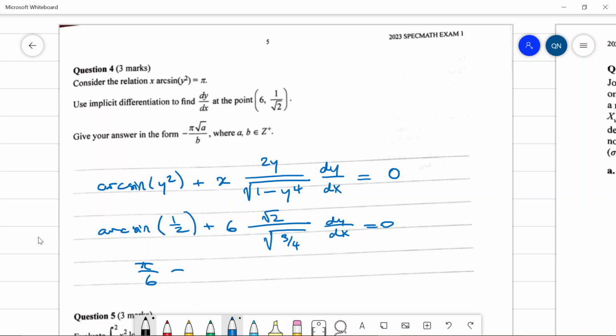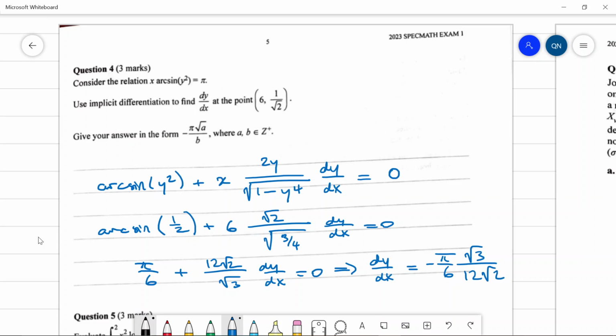So pi on 6 is, we have 6 square root of 2 divided by square root of 3 on 2. Okay, we can bring that 2 up, so that's just going to be 12 at the top there. So 12 root 2 on root 3 dy/dx equals 0. So, rearranging, we're going to get dy/dx, and that's equal to negative pi on 6, and then we multiply by the reciprocal of this guy, which is root 3 over 12 root 2.